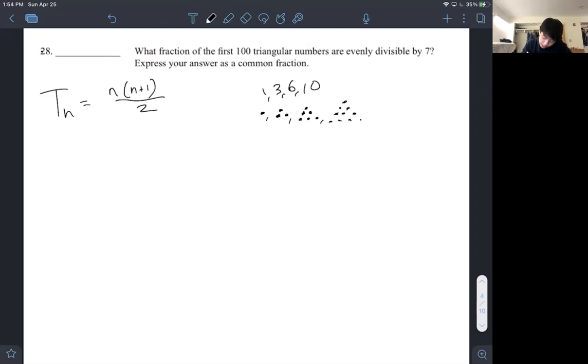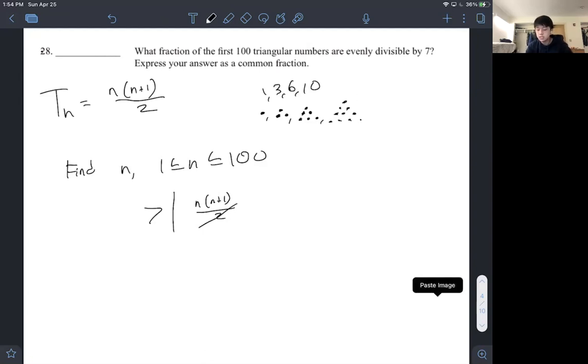So we need to find n, where n is bounded as such because it's in the first 100 triangular numbers, such that 7 divides n times n plus 1 over 2. So this over 2 is never going to prevent us from being divisible by 7. So instead, this is 7 divides n times n plus 1.